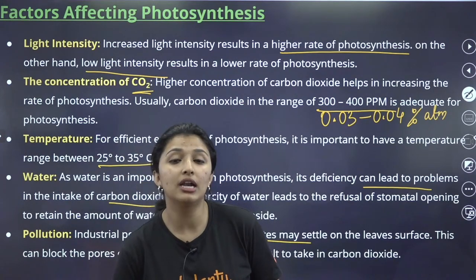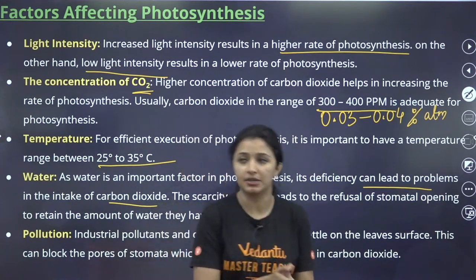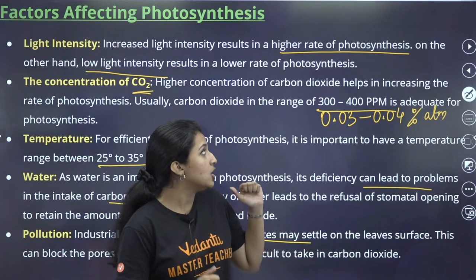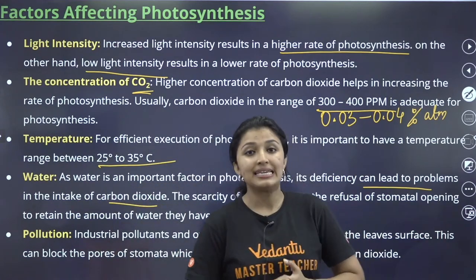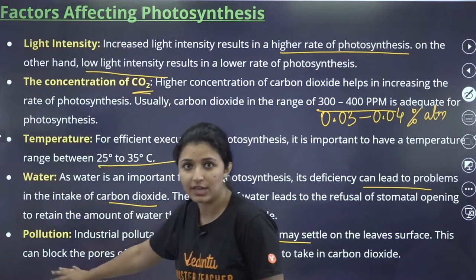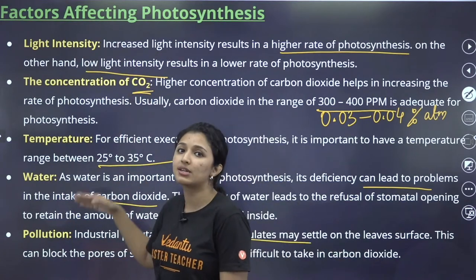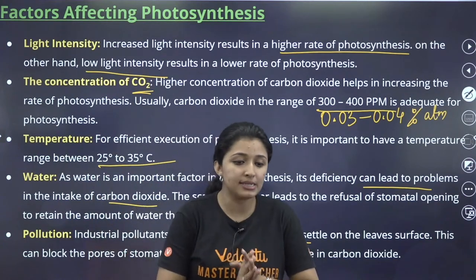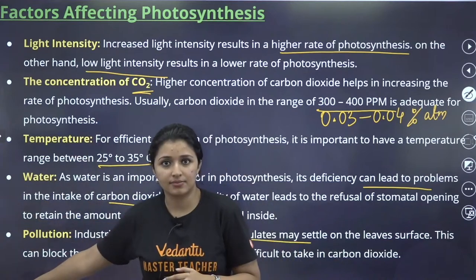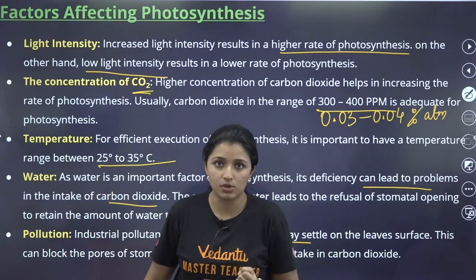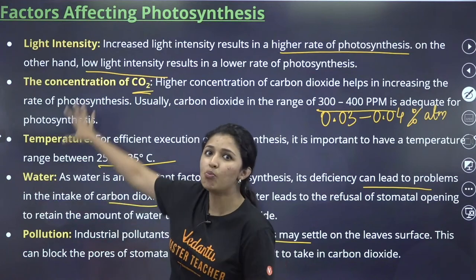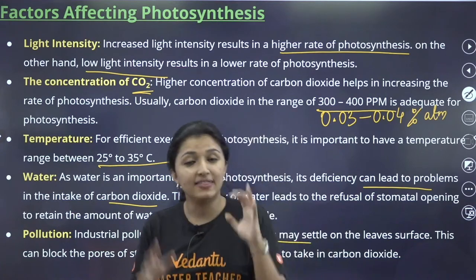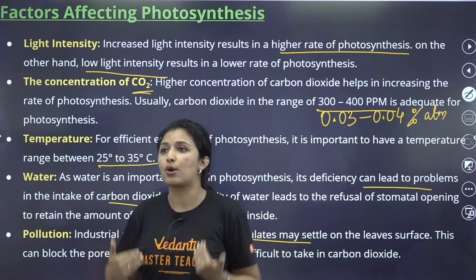Here is where you will learn about Blackman's law of limiting factors. This is the last thing and we are done for the day. Blackman's law of limiting factors states that photosynthesis is a process where many factors are there. When you have multiple factors, if one factor is a little less, the entire rate of photosynthesis goes down. So, it's a teamwork. In a team, even if one person is not doing well, the entire efficiency of the team can go down.